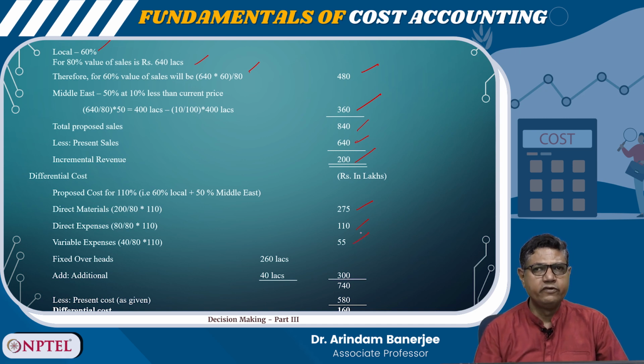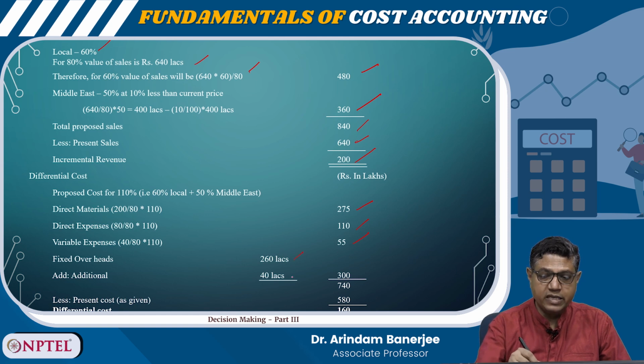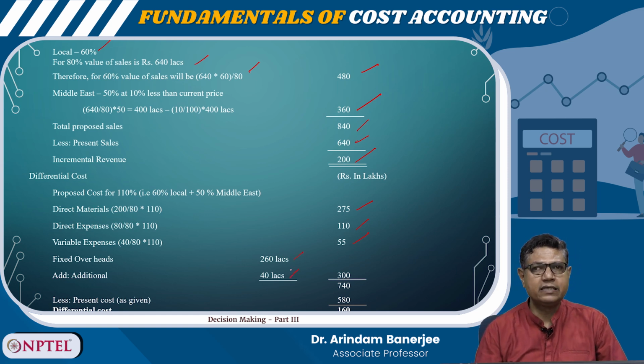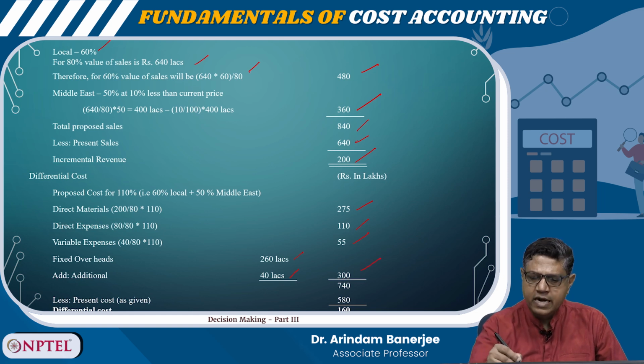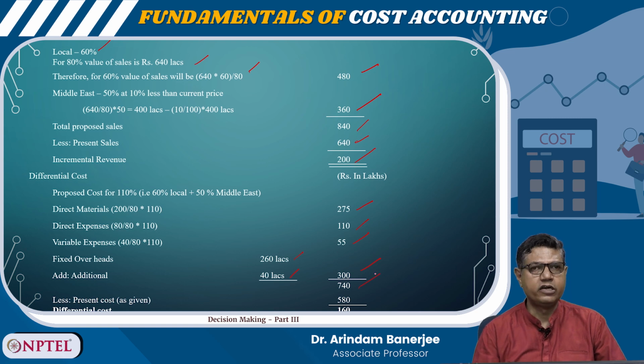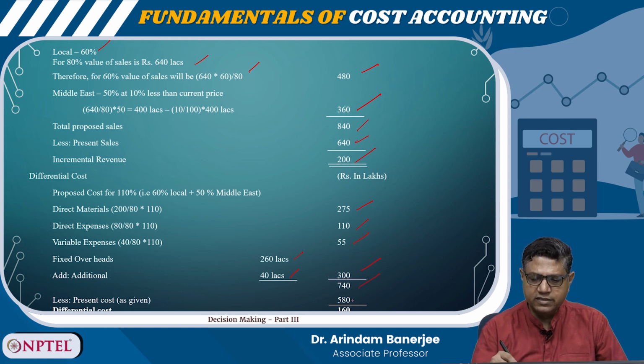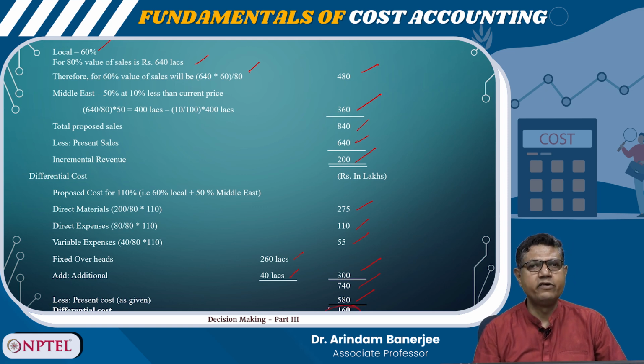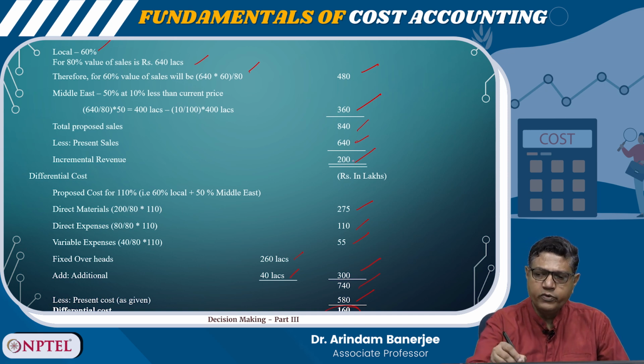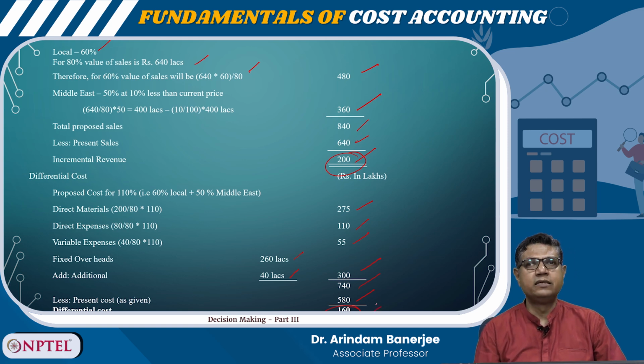Fixed overhead will remain the same, 260, plus additional capacity of 40 lakhs. So, it comes to 300, right. So, if I add this, it comes to 740, less the present cost of 580. So, my differential cost is 160 lakh. So, if I accept the proposal, my revenue is increasing by 200, my cost is increasing by 160. So, ideally I should accept, right.